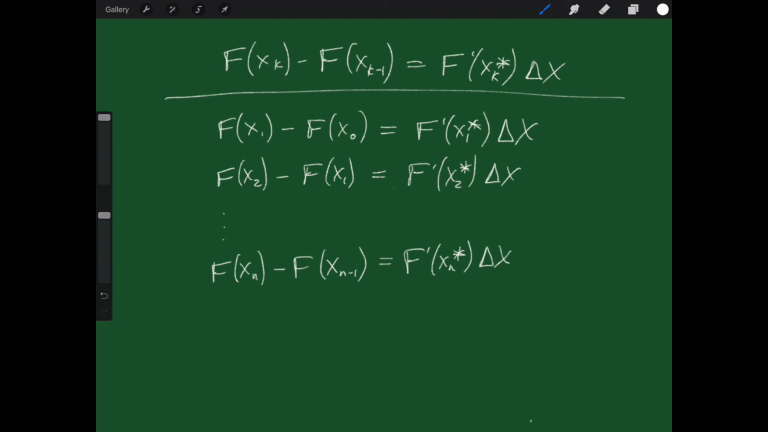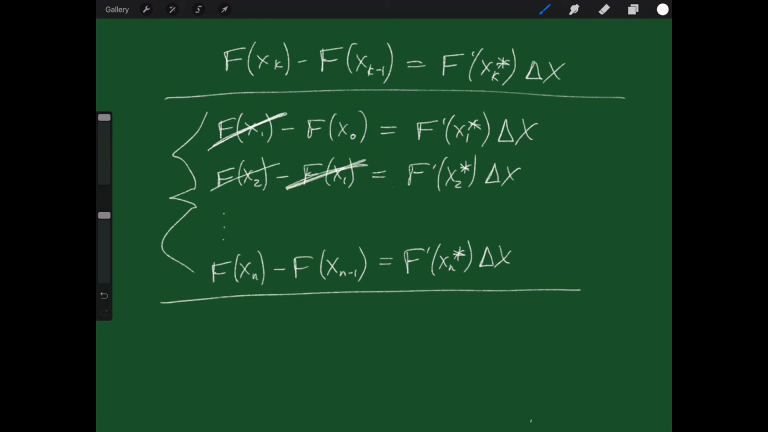And now what I would love to do is add all of these guys together. If I do, something kind of special happens. Notice that if I'm adding all of these, right here I have an F of x sub 1, and here I have a negative F of x sub 1.